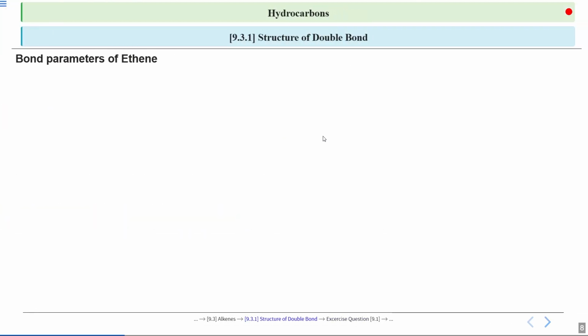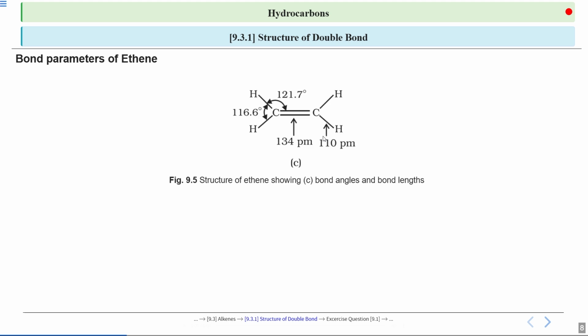Now we will discuss the bond parameters of ethene. So here we have an image showing the structure of ethene. Notice the arrangement of the atoms and the bonds between them. This visual will help us to understand the specific bond parameters that we are going to discuss. First of all, starting with the bond lengths.